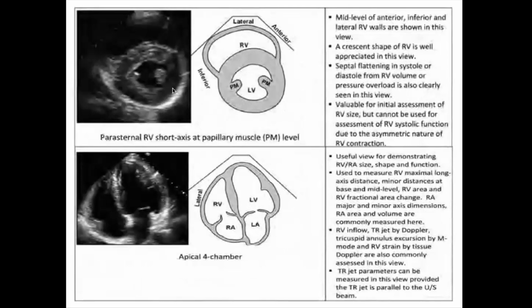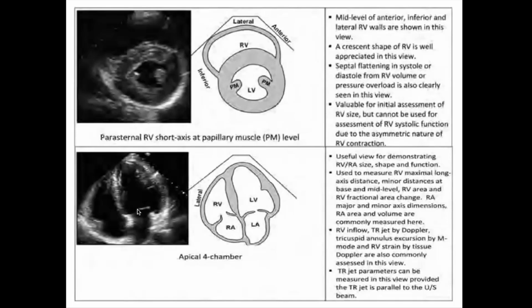In your parasternal short axis, at the level of the papillary muscles, similar idea, you can appreciate the crescenteric shape and look at the different walls, the anterior, lateral, and inferior walls, and also appreciate if there's a D-shaped septum in the setting of pressure or volume overload. Your apical four-chamber view is important to be able to assess for RV inflow, TR.